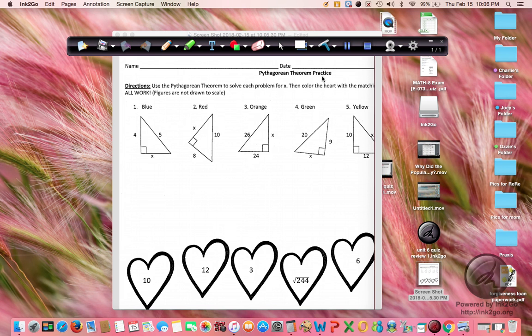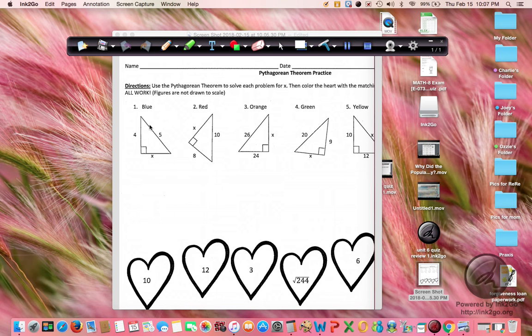Pythagorean Theorem Practice. This is a classwork worksheet, so I'm going to help get you started. This is coloring for these colors. The way you work this is you use the Pythagorean Theorem to solve each problem for x, and then you color the heart with the matching shade. So, for example, if number 1, if x were 10, we would color this heart blue.